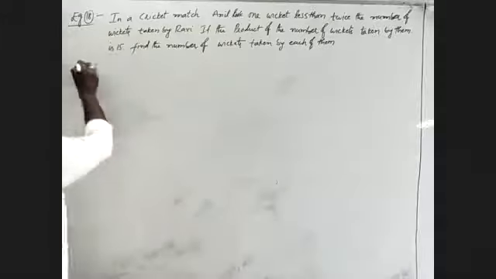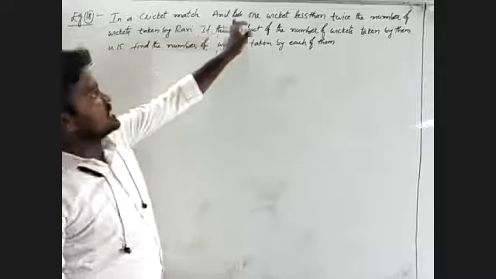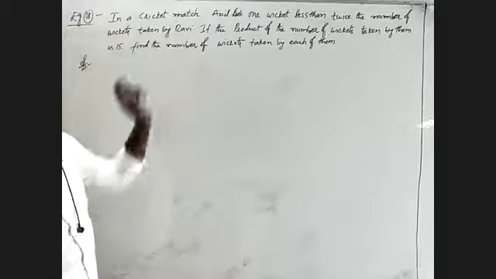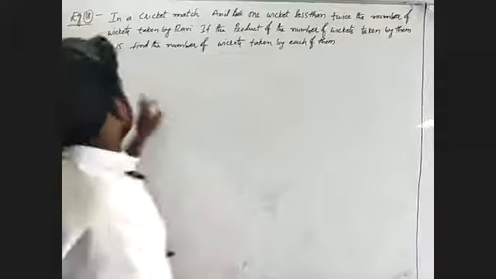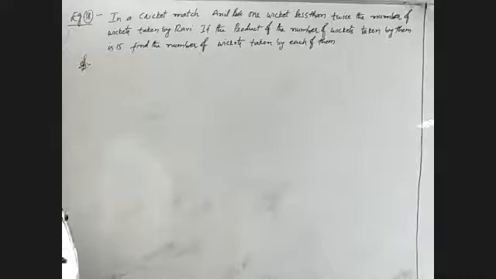We'll observe what I am asking in this given problem. In a cricket match, Anil took 1 wicket less than twice the number of wickets taken by Ravi. And also, if the product of the number of wickets taken by them is 15, find the number of wickets taken by each of them.